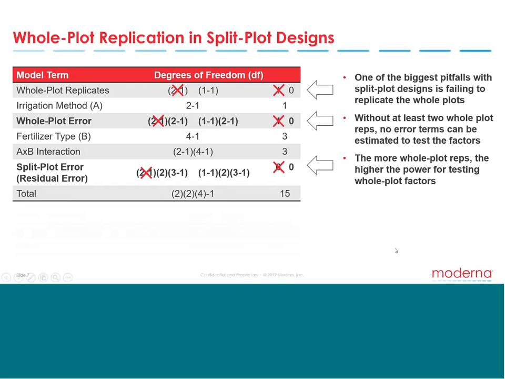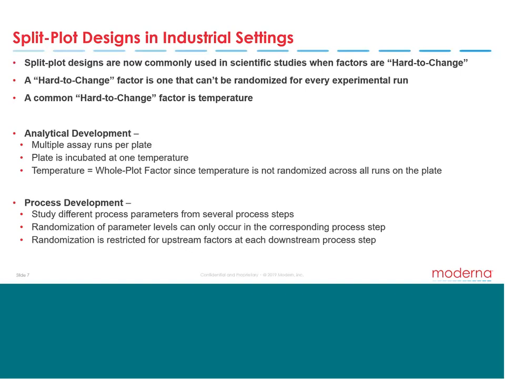So you need at least 2 whole plot replicates in your design in order to do your statistical test of significance. And of course, the more whole plot replicates you have, the higher power that you'll have for your whole plot factors. All right, so I'm going to move on to talking about these designs more in an industrial setting.